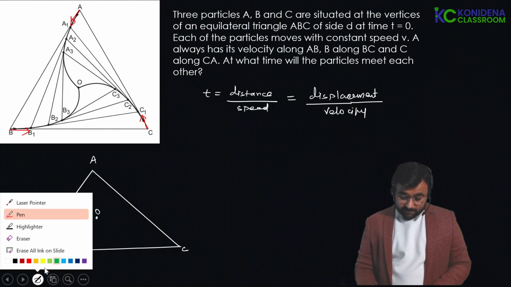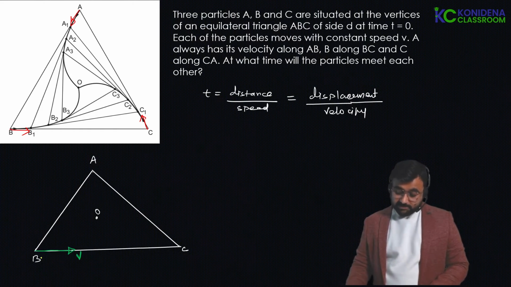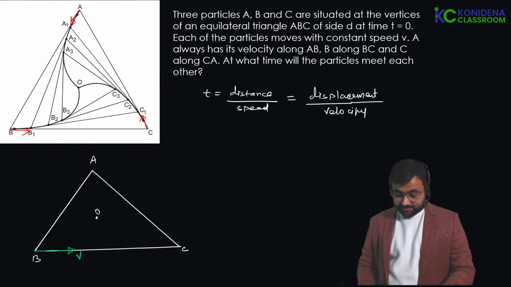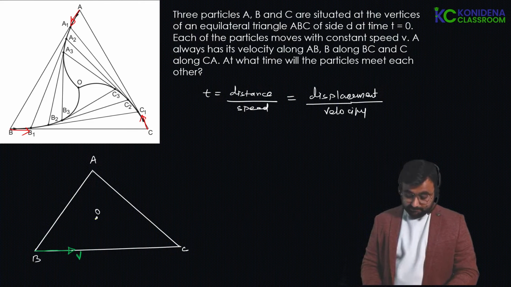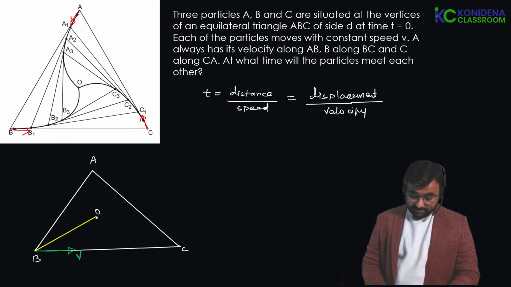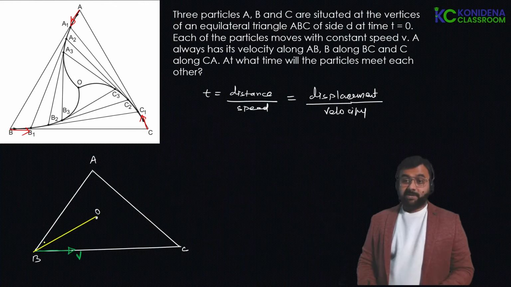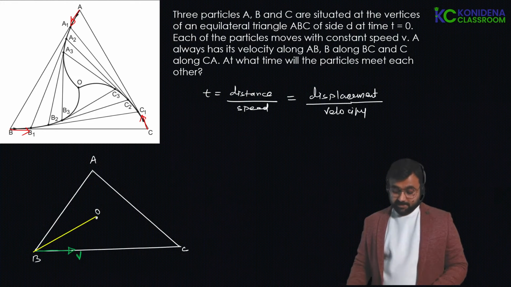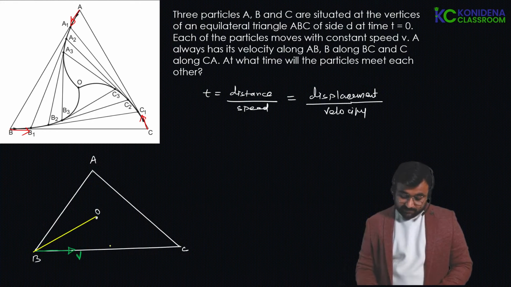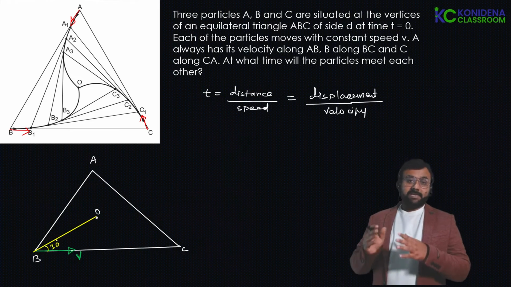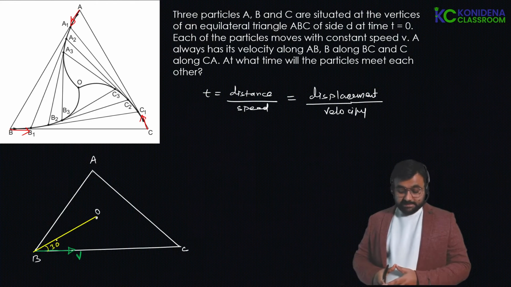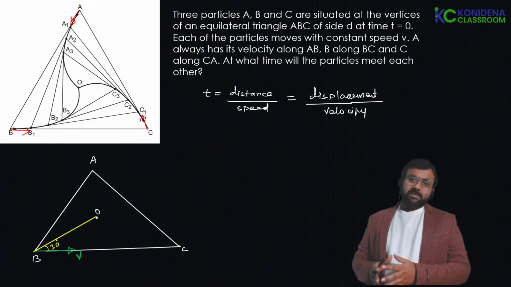But if you talk about the component of velocity towards displacement, what's the displacement? Displacement is just the BO distance. So let us draw the displacement line. Now this yellow line is the displacement line. Here the particle is moving this way. This angle is 30 degrees because that yellow line is the angle bisector, and the total angle was 60 degrees. So this angle is 30 degrees.